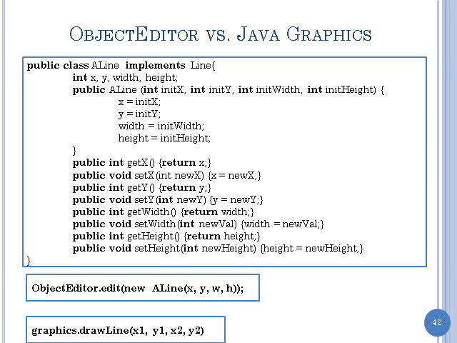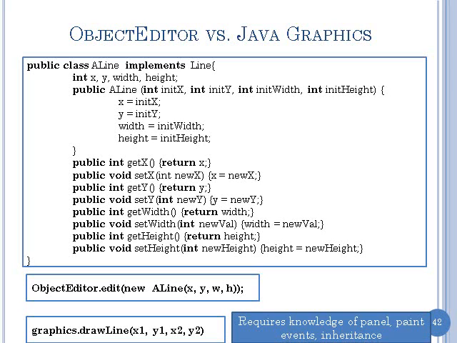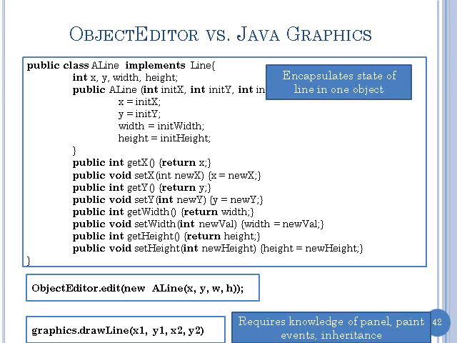Yeah, so there's a paint component. Inside the paint component is a graphics object that you get, and the paint component is a subclass of another class. Okay, so how many things do you have to know there? The graphics object, the subclass, the subclassing concept, and so forth. You need to know panels, paints, events, inheritance, a lot of things. And this is not orthogonal to that.